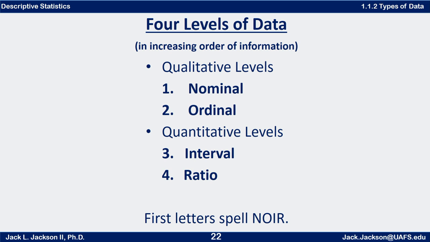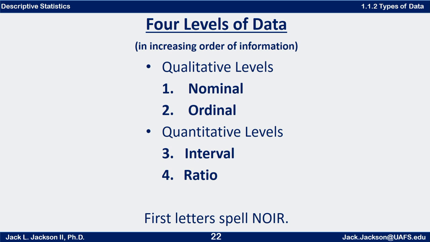Now, the next thing that we're going to look at is 4 levels of data in increasing order of information. The first 2 are basically qualitative levels, although ordinal is sort of like quantitative, but not really. And then interval and ratio, the higher 2, are quantitative levels. There's an order to them: nominal, ordinal, interval, ratio. If you're trying to memorize the order, notice that the first letters, N-O-I-R, spell a word, noir.